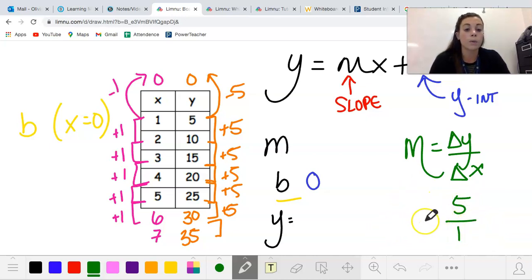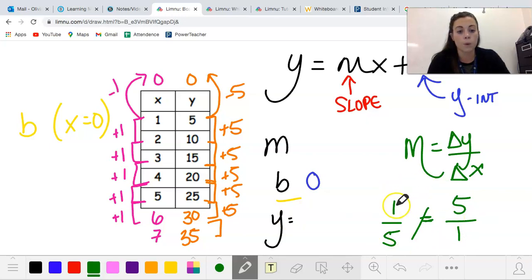So what is our slope? Well, 5 over 1. Remember that 5 over 1 is not equal to 1 over 5. These are not the same thing. Remember, this is 1 candy bar split between 5 people. This is 5 candy bars split between 1 person. So I get all of the candy bars. Just kidding, I don't. Anyway, these are not the same. So 5 divided by 1 equals 5, okay?